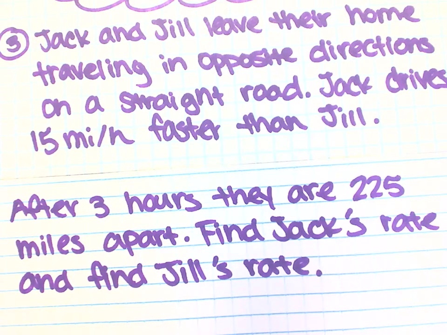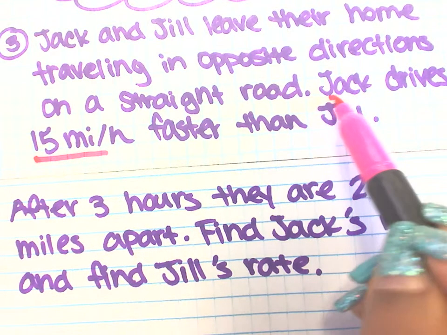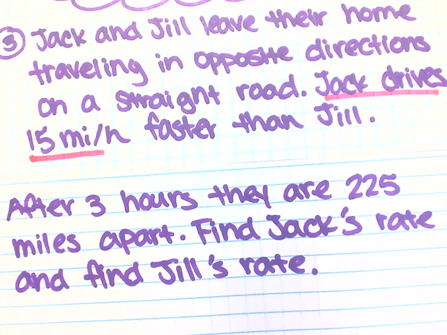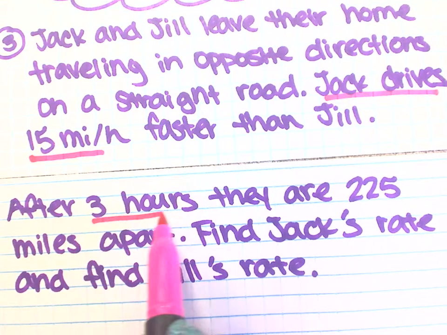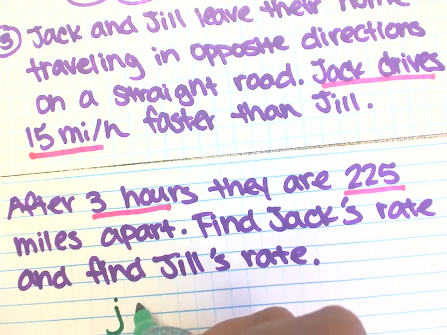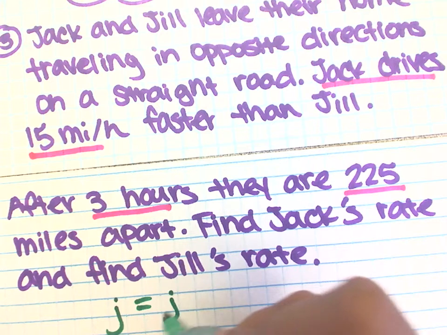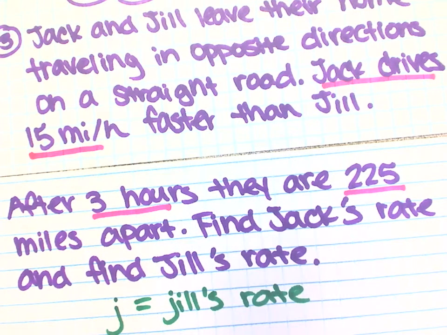Okay, so look back at the problem. Find your numbers. Jack is 15 miles an hour faster. Jill, we don't know. But after 3 hours, they are 225 miles apart. So we need a variable for Jack's or Jill's rate. So we'll give Jill a nice J for Jill. J equals Jill's rate.